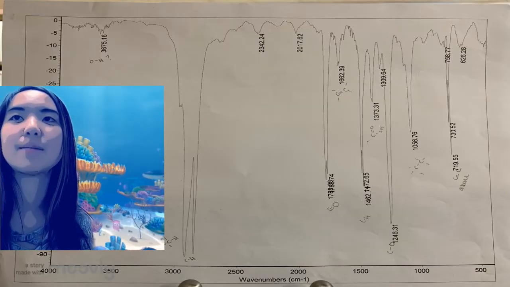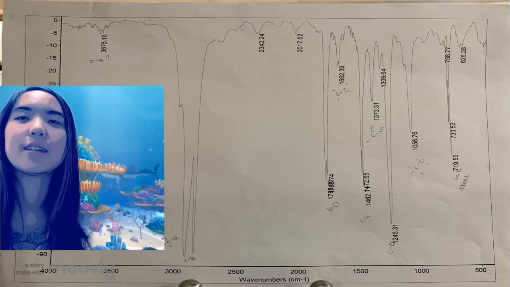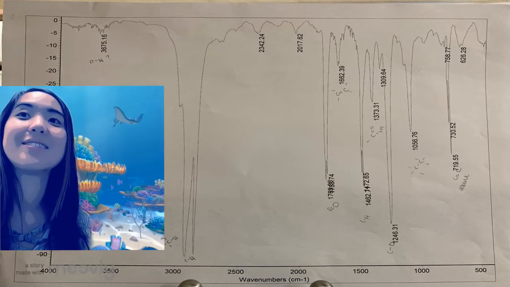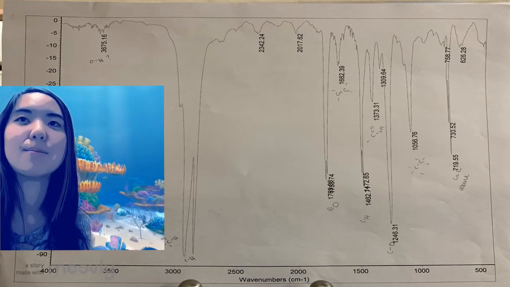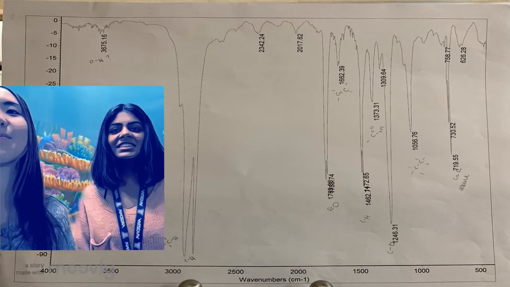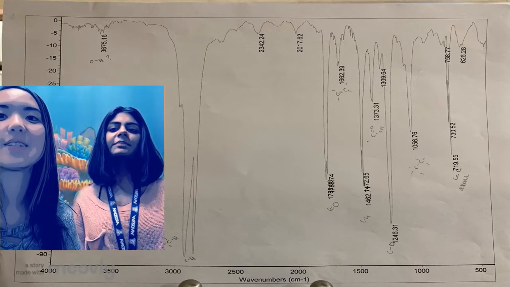Since FTIR helps us find types of bonds, our spectra showed us that there are CH bonds, C single bonded to C, C double bonded to C, C single bonded to an O, C double bonded to an O, and a peak indicating a possible OH bond. From this, we can see that there's a carboxyl group and a benzene ring present.